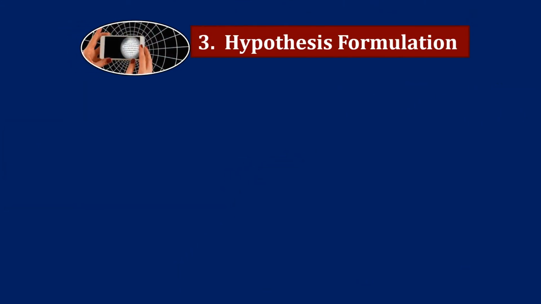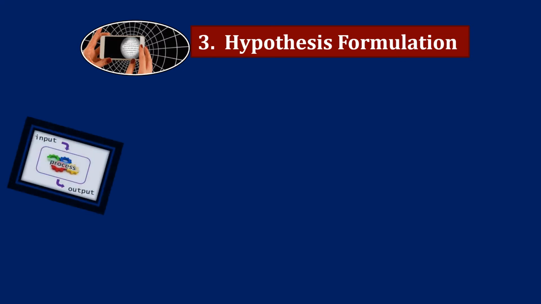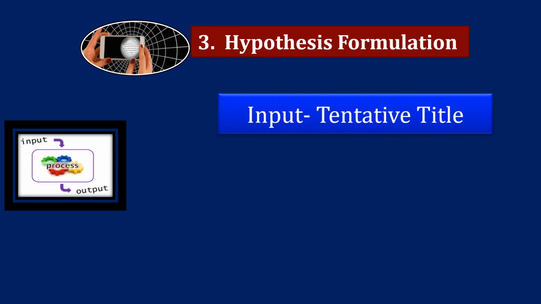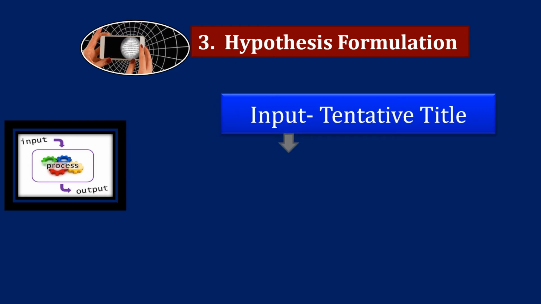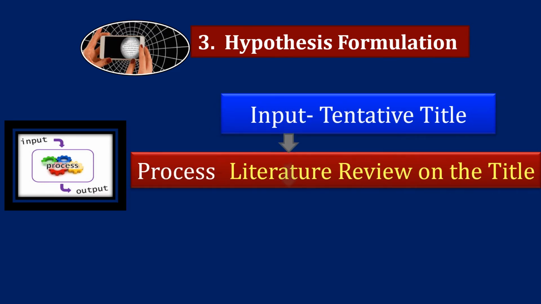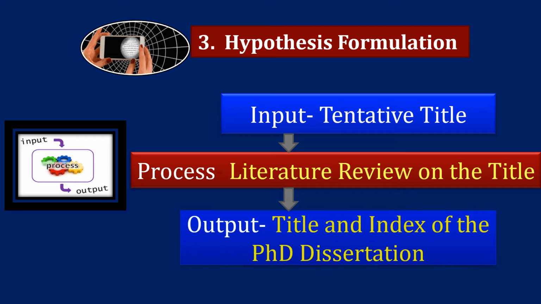The third phase is hypothesis formulation. In this phase, a hypothesis is formulated based upon the output of the previous phase. Thus, the input to this phase is the tentative title of the PhD thesis. The process is to further explore and review the literature on the title. And the output is a confirmed title and index of the PhD dissertation.